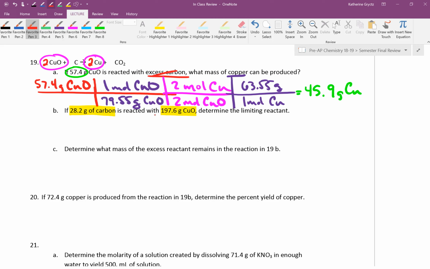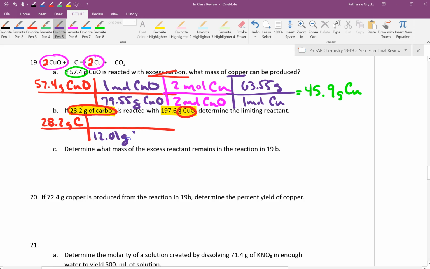Mine, the way I do it is I choose one of the 2 reactants and I convert it to the units of the other one. So I'm just going to choose this one. It's arbitrary which one you choose. And then I'm going to convert it to the units of the other one. So I'm not using the other number. I've chosen the 28.2. I'm going to choose 28.2 grams of carbon, and my job is to convert it to grams of CuO. So I'm going to convert to moles first.